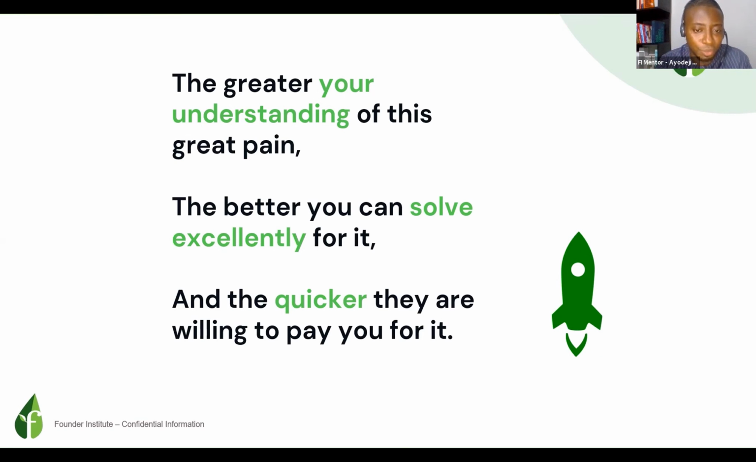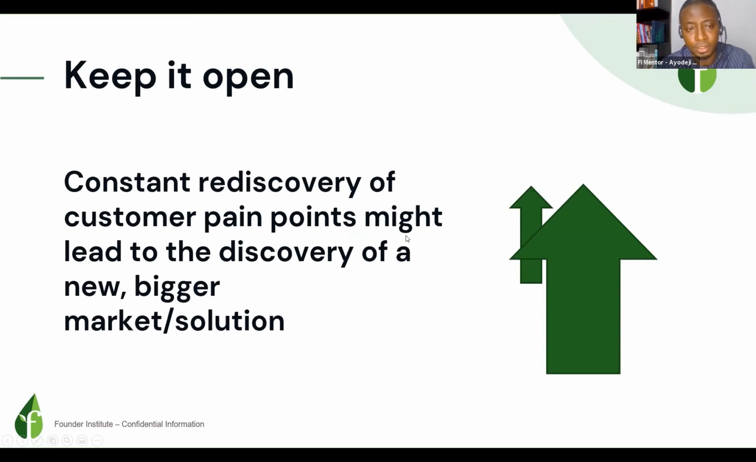However, what happened later was we found, okay, even though we've discovered these customers who want to issue certificates to their training participants, it became something that could also be used for academics. So very, very important is that you keep it open. You have to constantly rediscover the customer pain points because, like I said at the beginning, customers have several problems. And if you keep a very, very open mind and you keep it open, you might discover a different pain point, which might even be a bigger market, and you can even build a bigger solution for that, right?